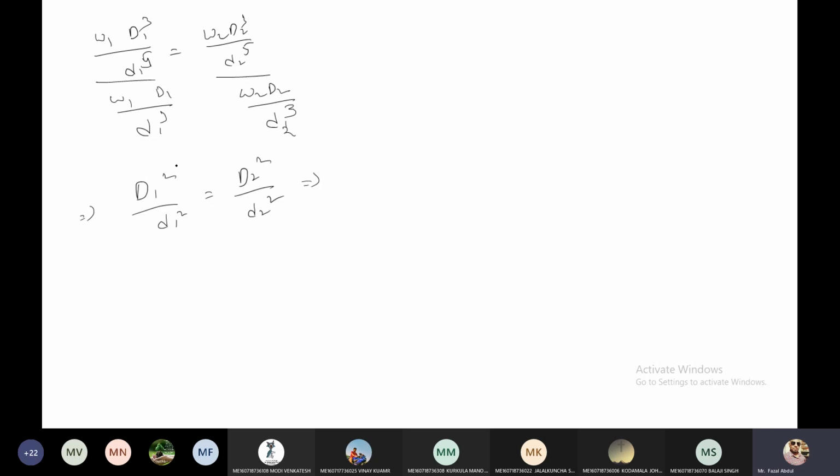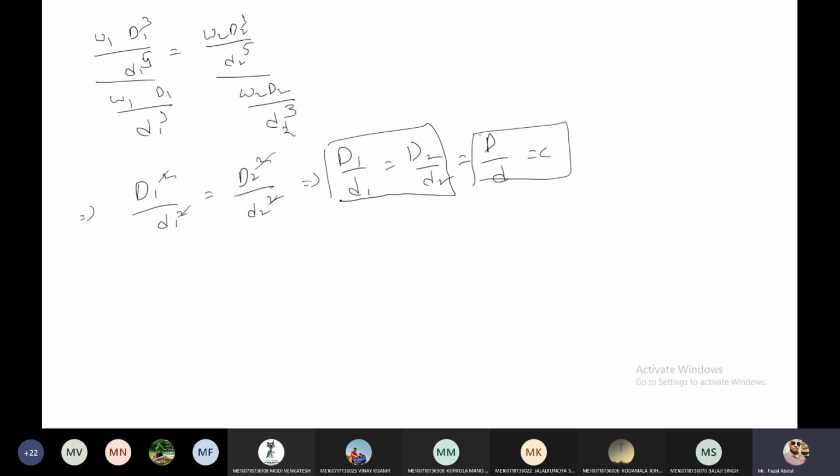What does it mean? If you remove the squares, what do you get? D1 by D1 equals D2 by D2. It means D by D, that is C. What we assumed at the beginning, that the spring index is the same for the two materials, we proved here. Consider this another equation, number 4.